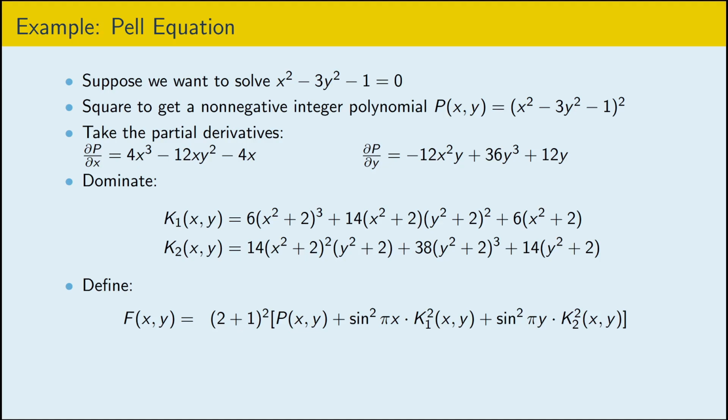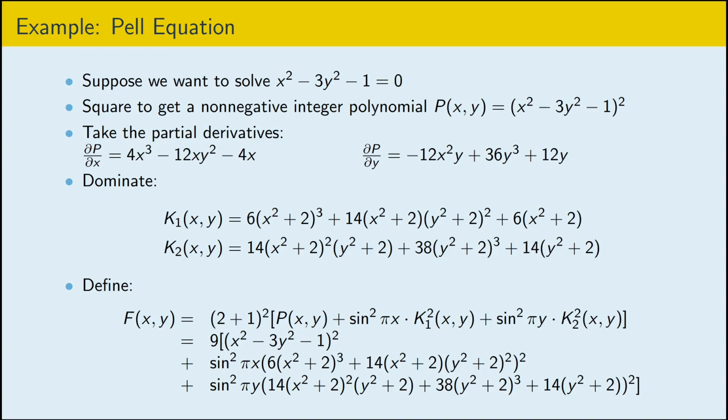And then we can define our function f as n plus 1 squared, where n here is the number of variables, which is 2, times p plus these sine squared k squared terms, which expands out to this.